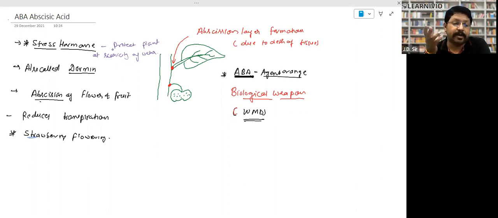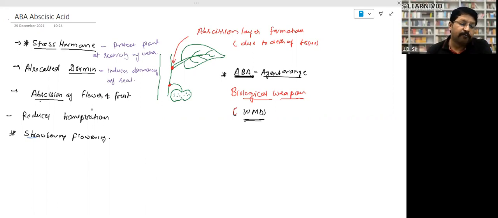It is also called the dormancy hormone. Why? Because it is responsible for dormancy of the seed. If abscisic acid is present, the seed will keep on sleeping. It will remain dormant. So it is called so because it induces dormancy of seed. Dormancy, is it clear? What is dormancy? Tell me, guys, is it clear or not? Yes, sir. Okay, very good.